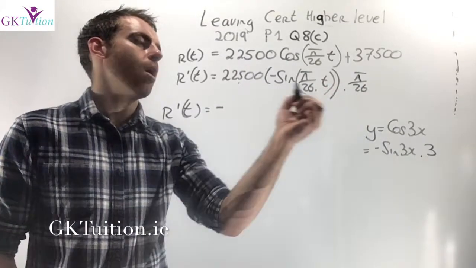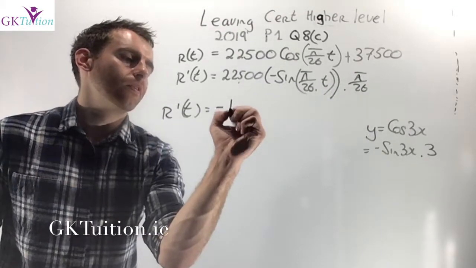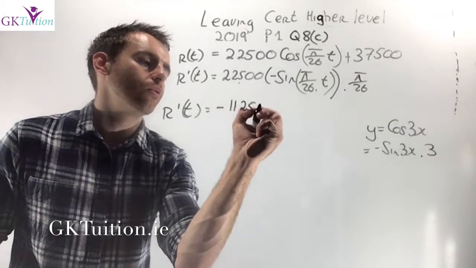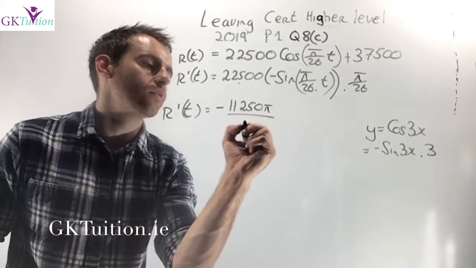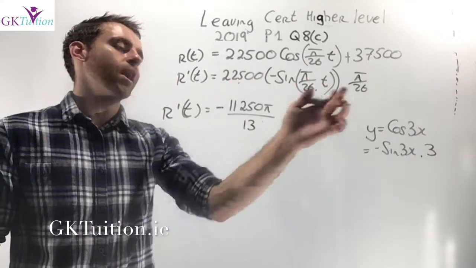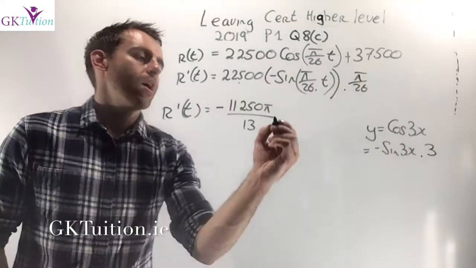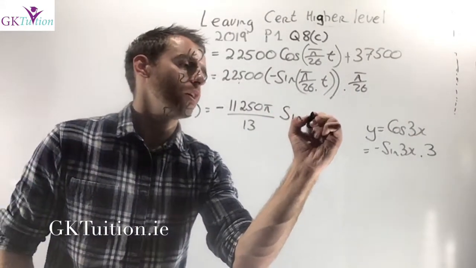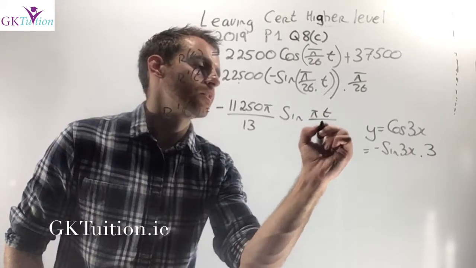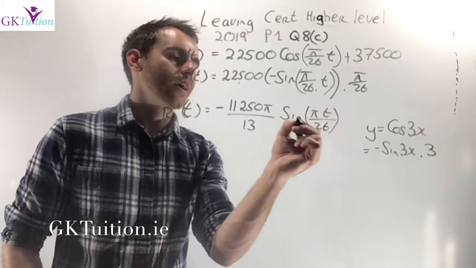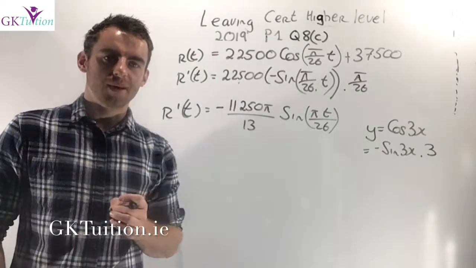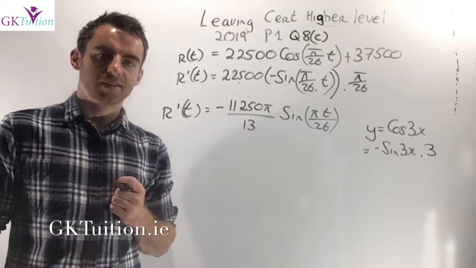22,500 multiplied by pi over 26 simplifies down to 11,250 pi divided by 13. If you just plug that into your calculator, it'll give you this. And I can write this bit as just the sine of pi times t over 26. And that's it, simplified as much as it possibly can be. So that's your answer to part C.